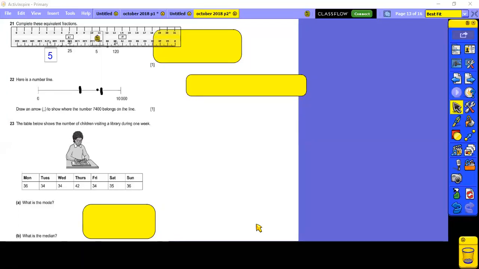The answer is 34. The answer is 34. Very good. What's the meaning of mode, dear? Most repeated, right? Yes. Good job. Thank you. So the mode is 34 and the median is 35.